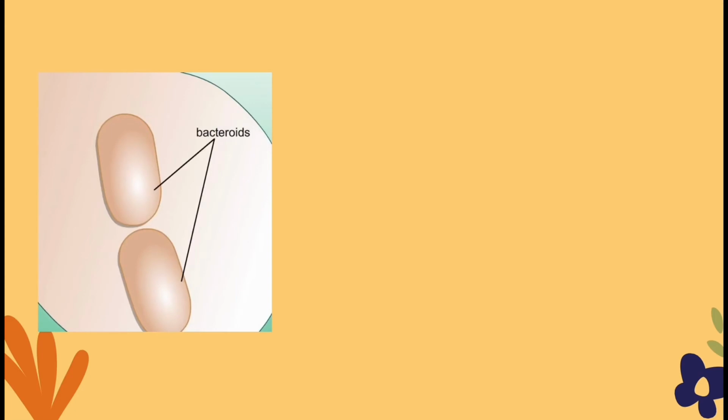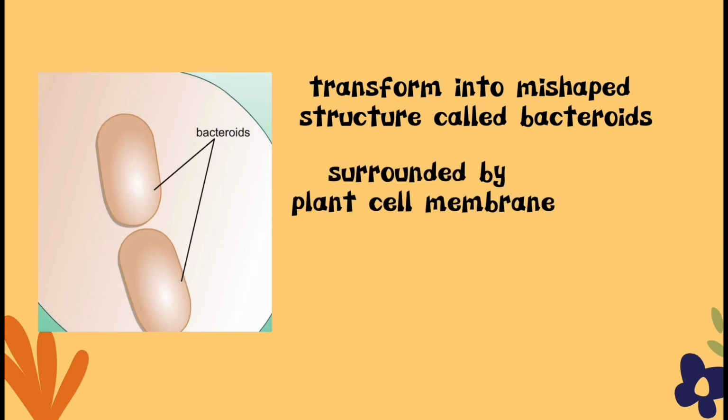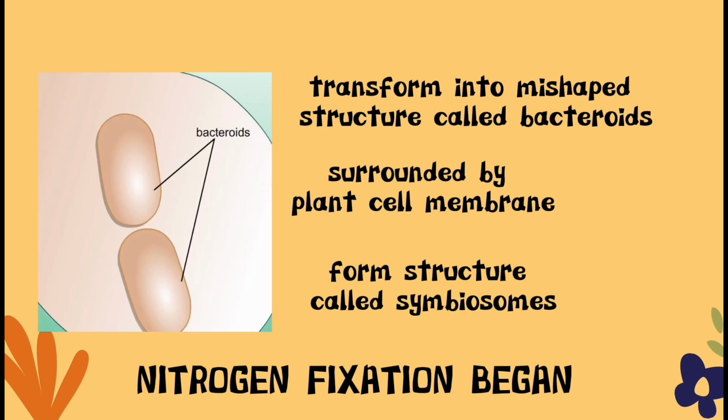After that, they will transform into a misshapen structure called bacteroids. Bacteroids will become surrounded by plant cell membrane, and will form a structure called symbiosomes. And this is where nitrogen fixation begins.